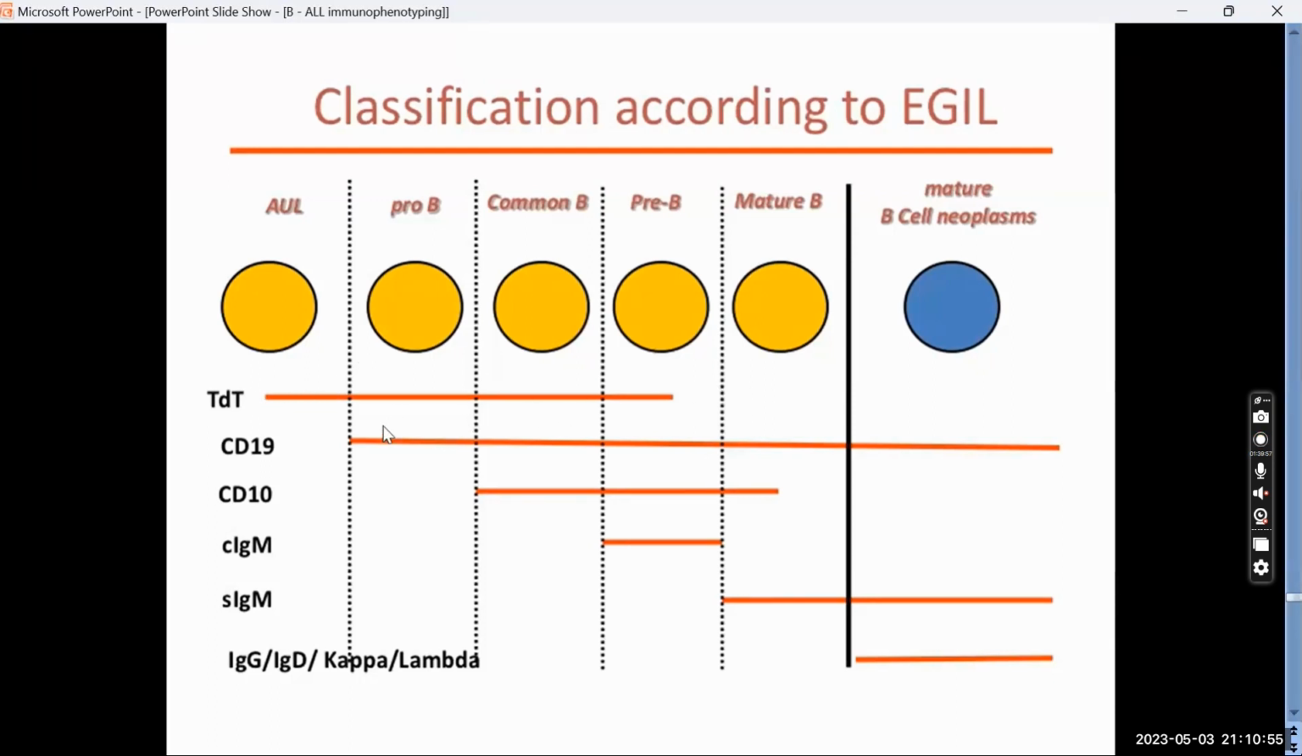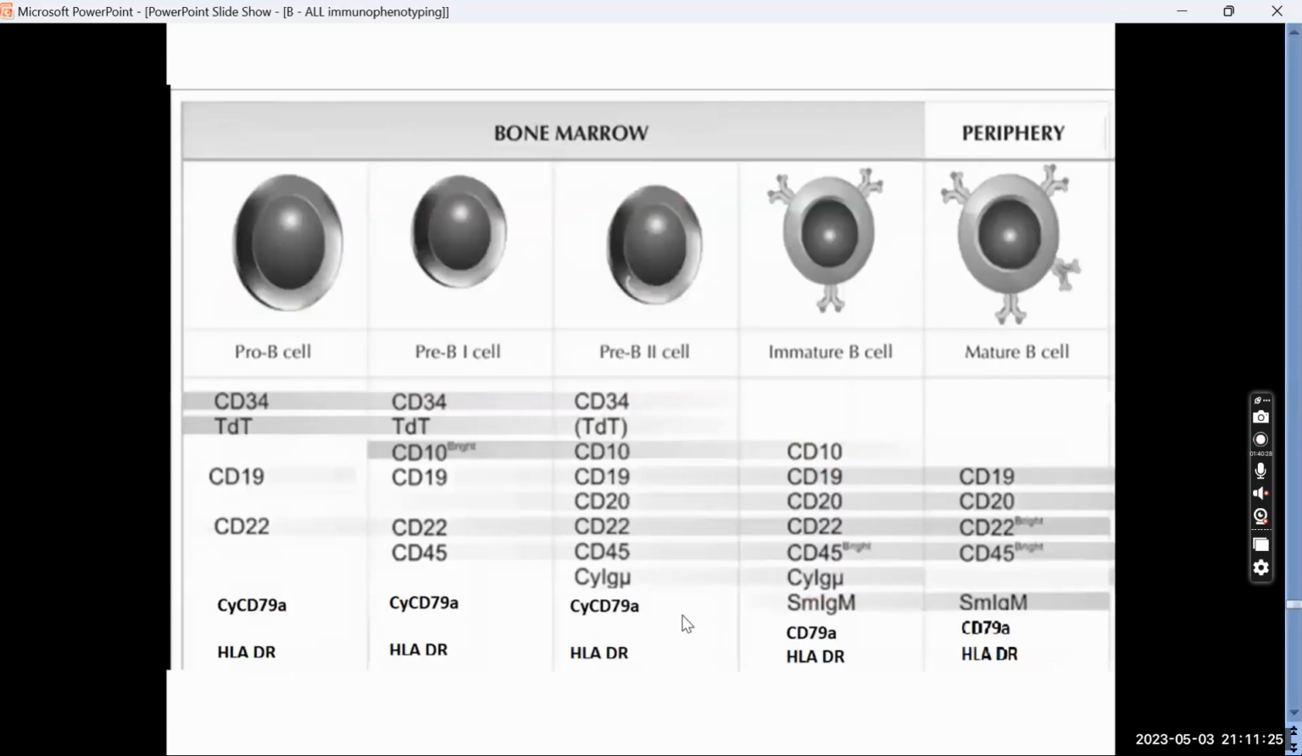CD19 is an absolute B cell marker. It is expressed from the pro-B to the mature B stage. Whereas CD10, as I showed you in an example, will not be positive in pro B-ALL. CD10 starts from common B-ALL. IgM will be expressed only in the pre-B. With these markers, you can say whether it's a pro B-ALL, a CALLA positive B-ALL or a pre-B-ALL. I showed you some plots in the earlier class, and now also I'll show you.